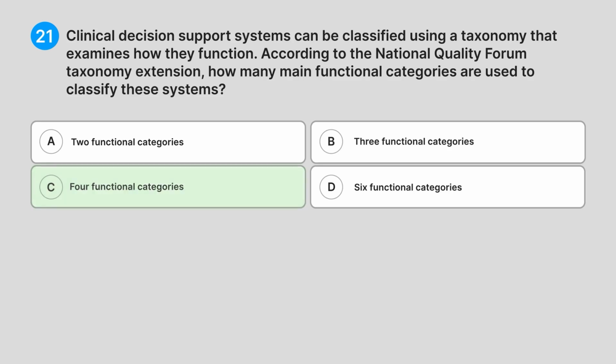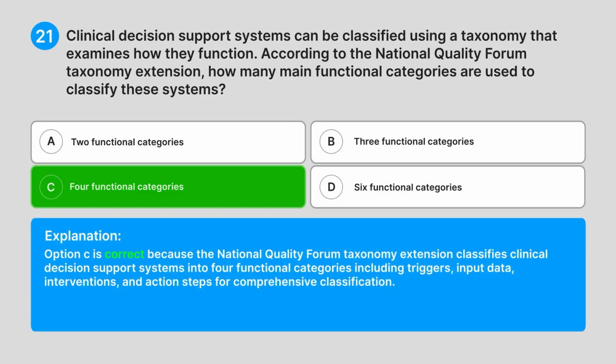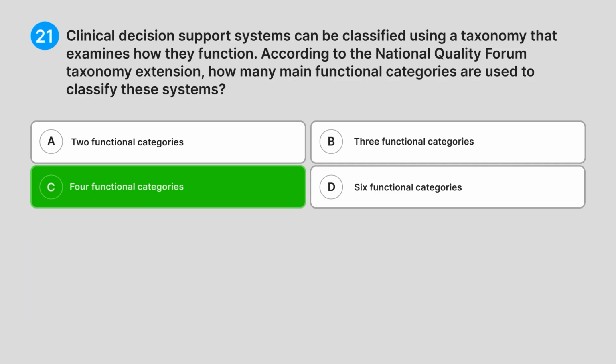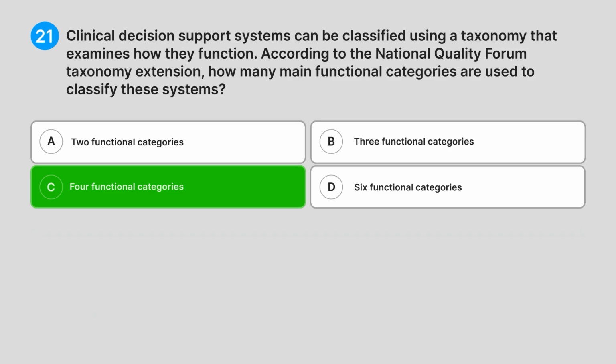Correct answer, C, 4 functional categories. Explanation. Option C is correct because the National Quality Forum Taxonomy extension classifies clinical decision support systems into 4 functional categories, including triggers, input data, interventions, and action steps for comprehensive classification. Option A is incorrect because the National Quality Forum uses 4 functional categories, not 2, to provide comprehensive classification of clinical decision support systems and their capabilities.